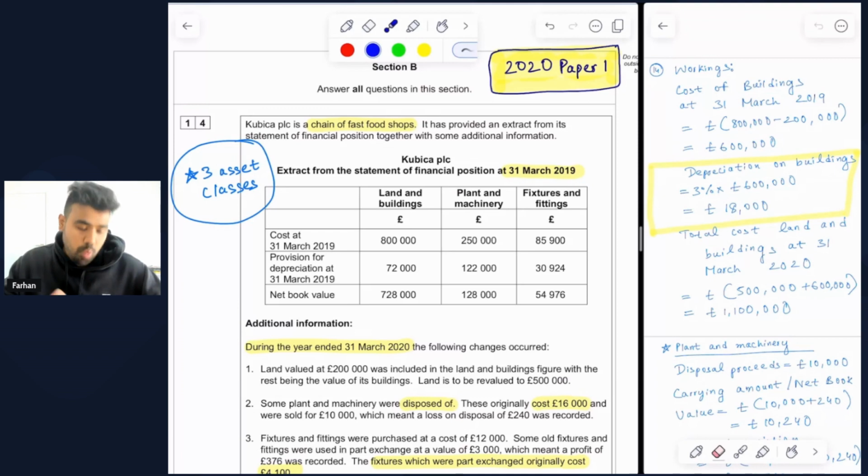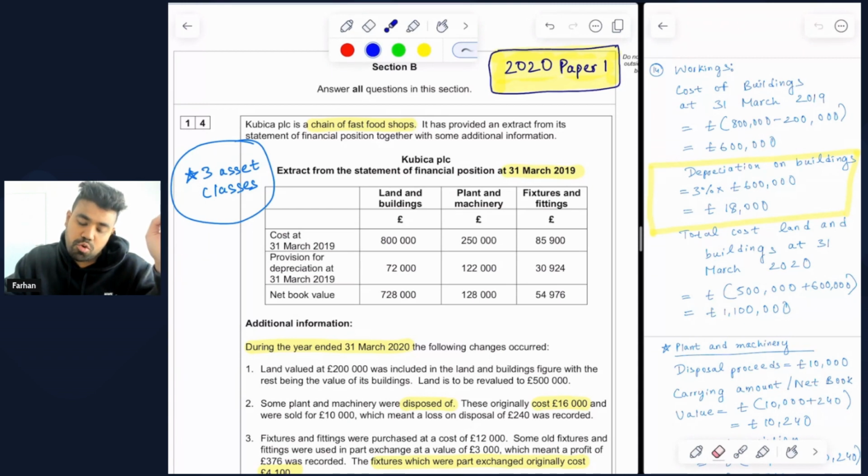Okay, so once you have done that, where you started with the opening balance and you added the new purchase and subtracted the disposal, what you end up with at 31 March 2020 in terms of cost for fixtures and fittings is £93,800. And this is the basis for applying the straight line method, which you will see on the right hand side of the screen. So depreciation for fixtures and fittings, because we're using the straight line method, we have to apply the percentage straight away on the cost.